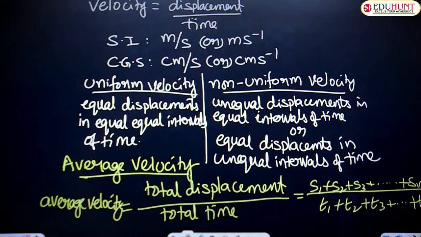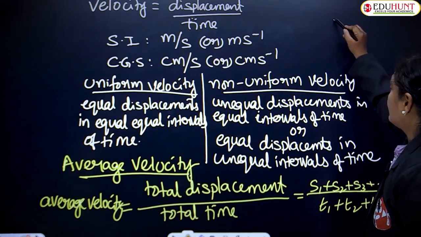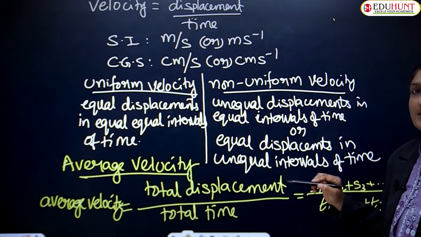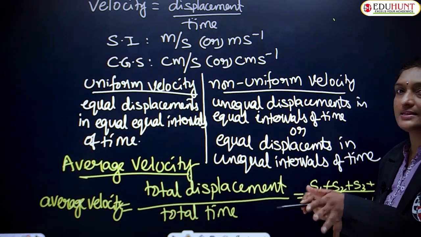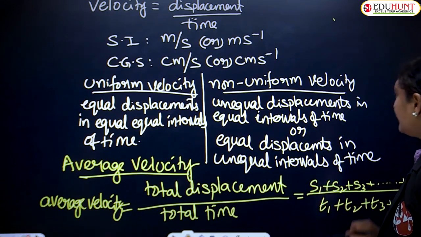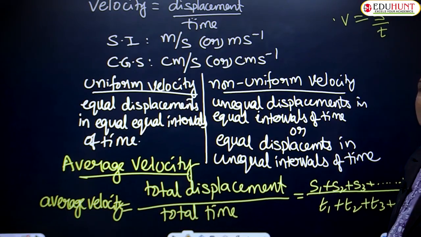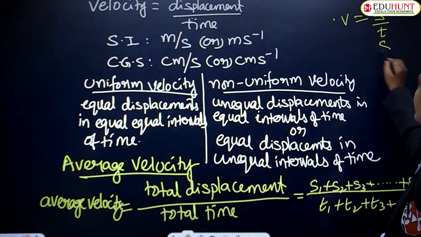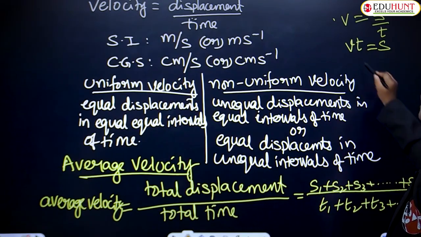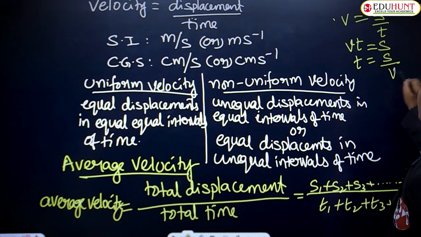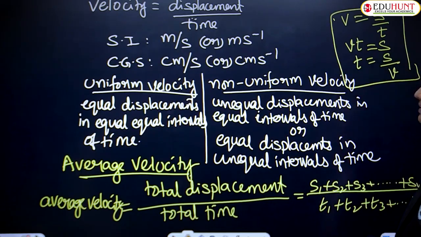Okay children, as in the previous case we have told you that speed equals distance by time, or distance equals speed into time, or time equals distance by speed. Similarly, velocity equals displacement S by T, or displacement equals velocity into time, or time equals displacement upon velocity. These things could help you. So, instead of displacement, you can write velocity into time. Instead of time, you can write displacement by velocity whenever we require. Okay children.